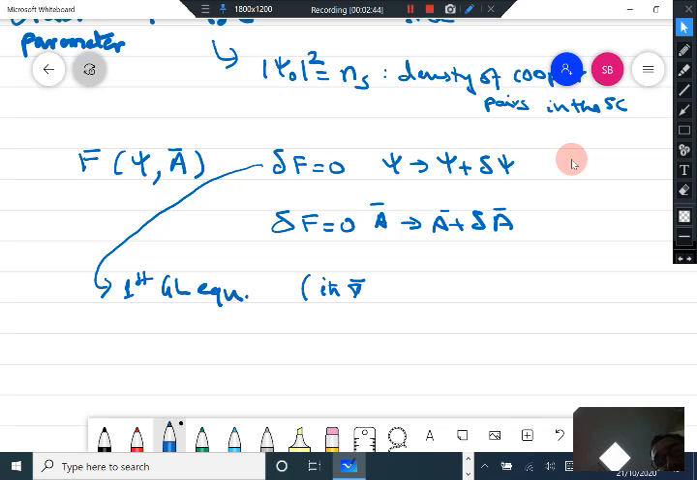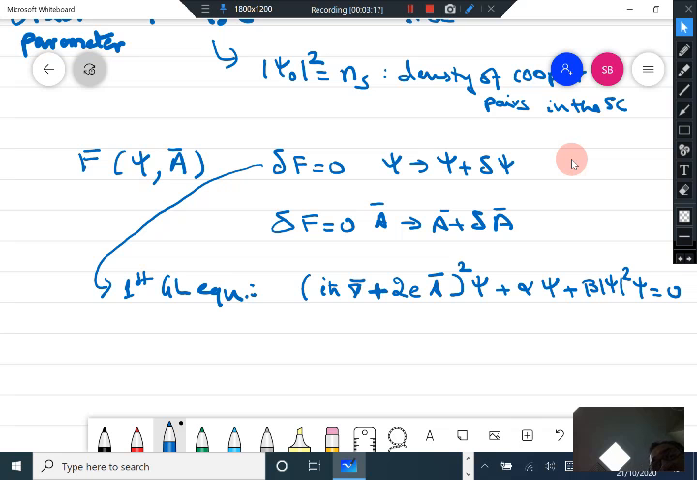(i h cross del plus 2eA) the whole square psi plus alpha psi plus beta psi square psi is equal to 0. This is our first GL equation, and I think I had made a mistake here. This is actually plus. I think I had written it minus in my earlier expression, so please correct it. In my earlier lecture I had written this.